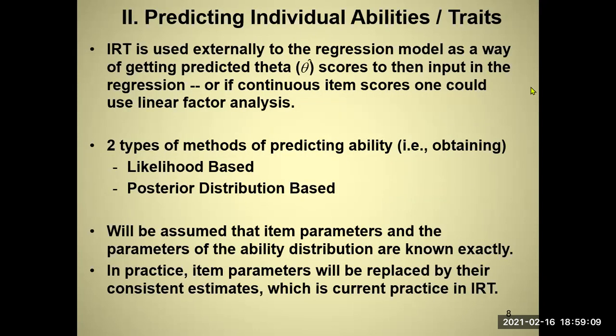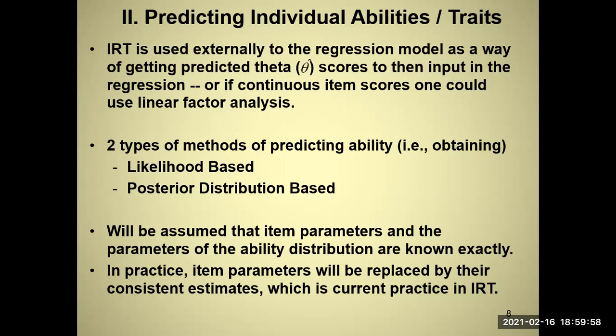Well, the other approach is to predict individual ability or trait scores. IRT is used externally to the regression model as a way of getting predicted theta scores, these theta hats, to then input in the regression. Or if continuous item scores, one could use linear factor analysis as well. You might have continuous item responses, polytomous item responses in a self-report measure, and then binary items too. So you're looking at IRT and/or factor analysis kinds of approaches. You get a predicted score that's done externally, and then those are entered as input into a regression equation.